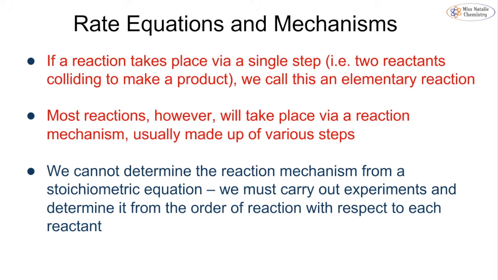So we've been looking at rate equations and orders of reaction in the previous video. So now we're going to take what we know and see how we can apply that to tell us something about a mechanism. Now, if we have a reaction taking place via one single step, so for example, reactant A and reactant B colliding to make a product, we call this an elementary reaction.